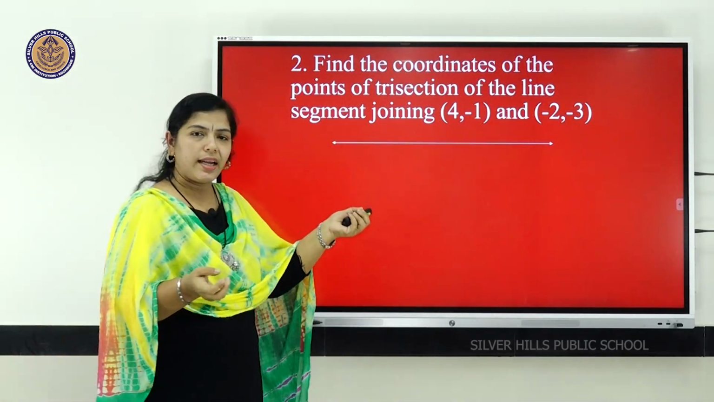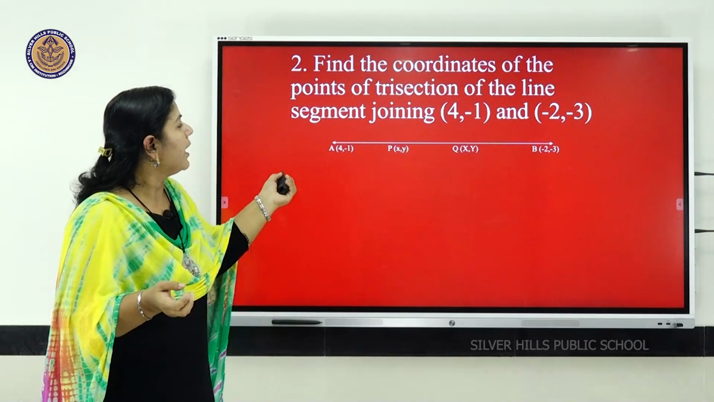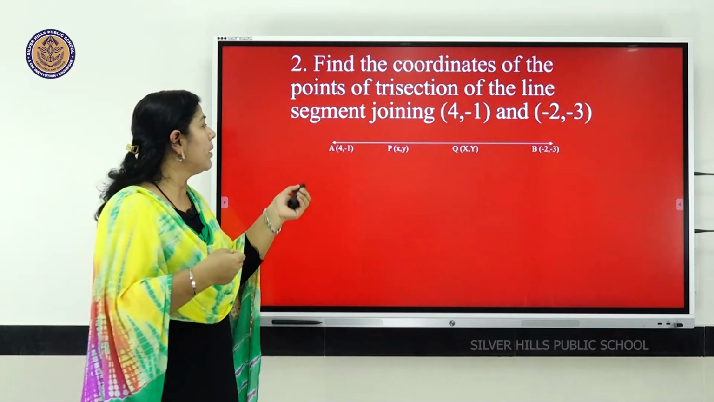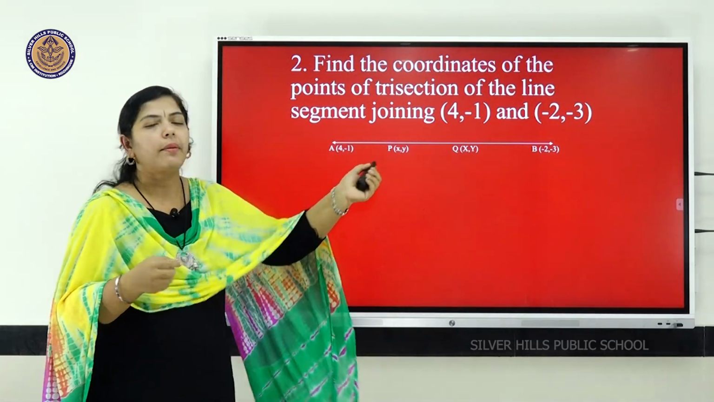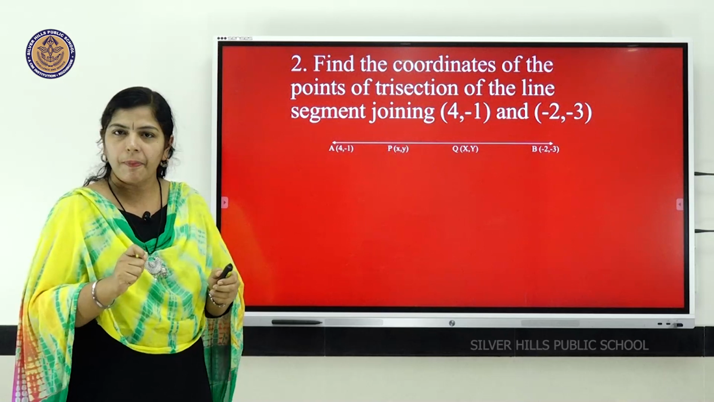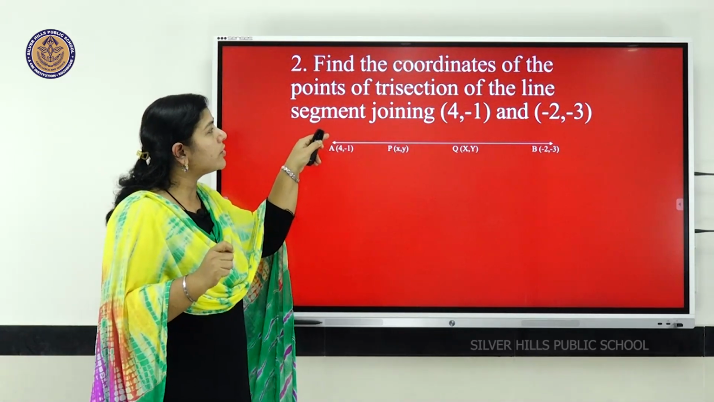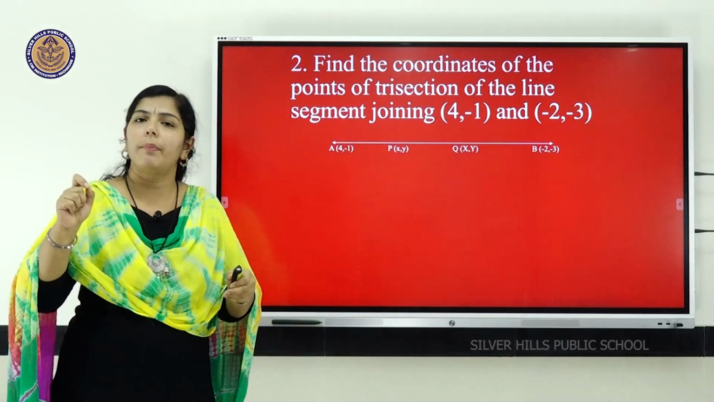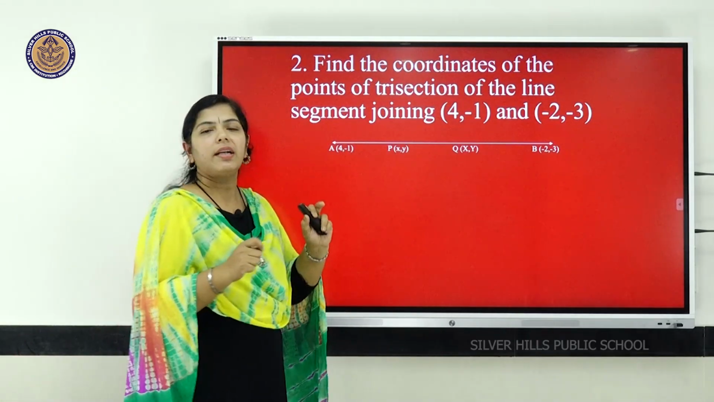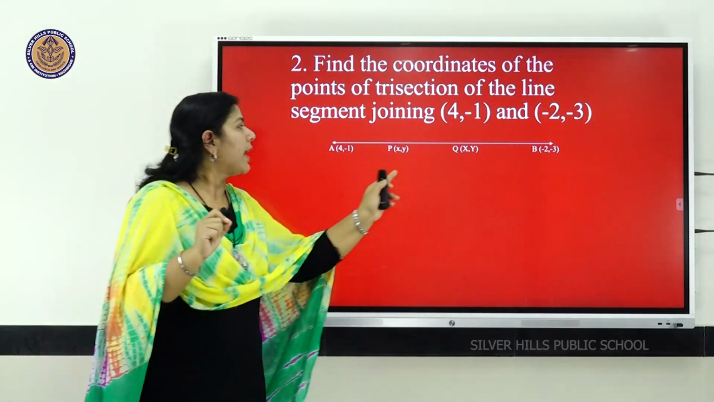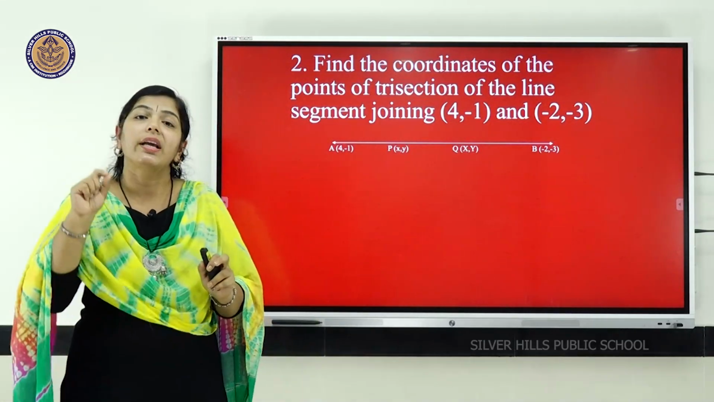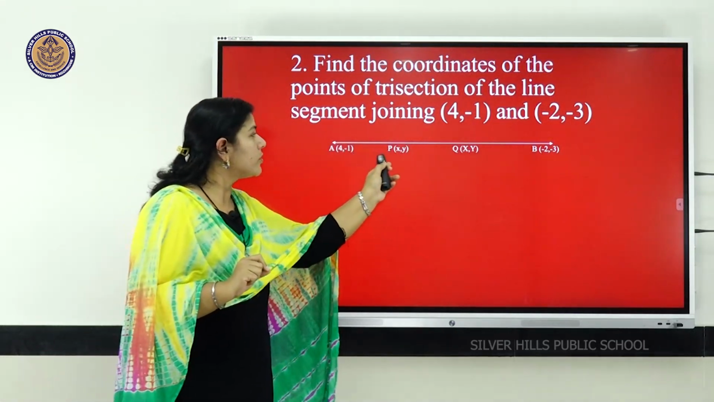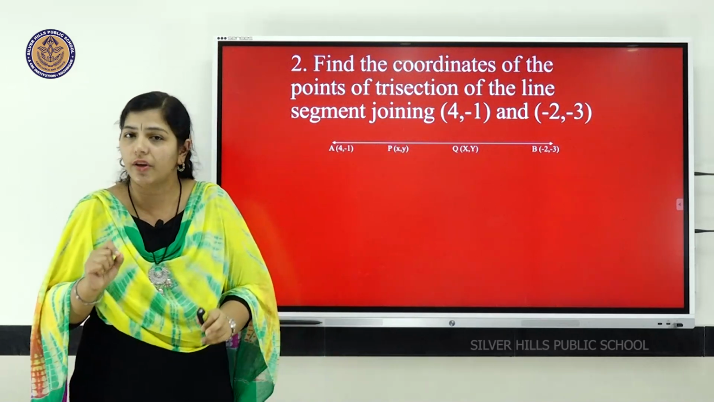The points given, we will consider them as A and B, we will just name the points for our convenience to call. So, A is (4, minus 1) and B is (minus 2, minus 3). We have to find the points of trisection, so we have to divide it into 3 equal parts. One point we will take as P(x, y) and the other point as Q(X, Y). So, we have to find the coordinates of these 2 points P and Q.